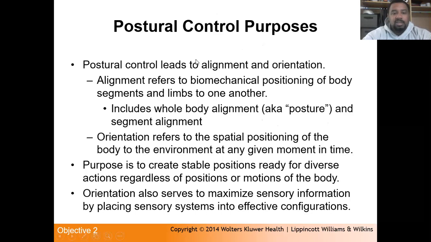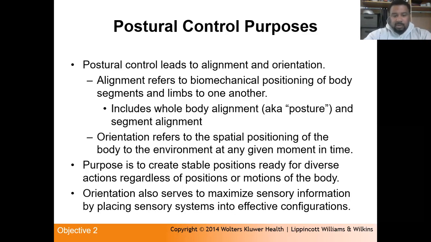Posture control purposes. Posture control leads to alignment and orientation. The whole point of posture control overall is just to make sure your body stays stable and aligned. It doesn't just sway all over the place. Your body can move around on a daily basis in an adequate fashion, and you stay upright and are able to maneuver around and perform certain daily activities.